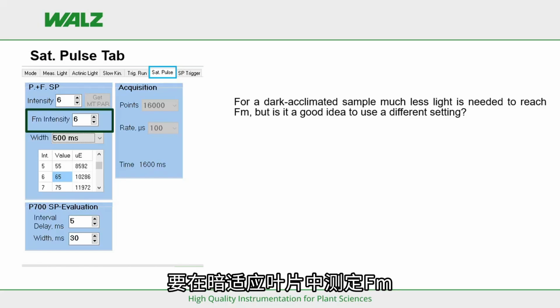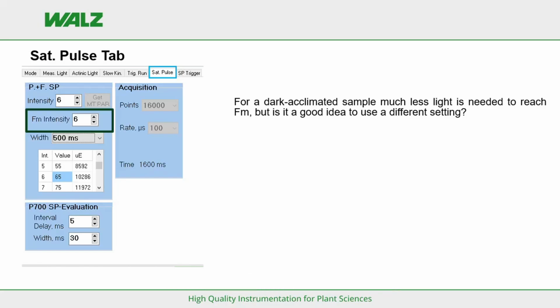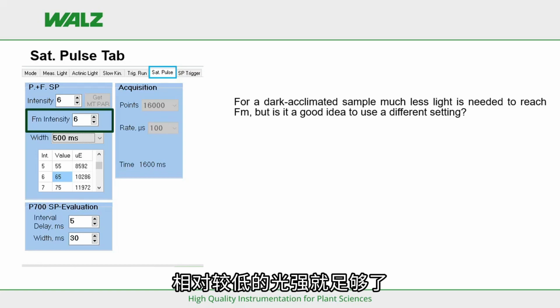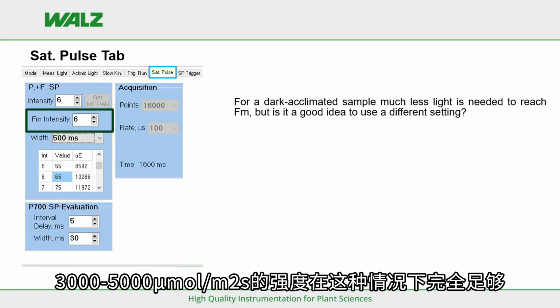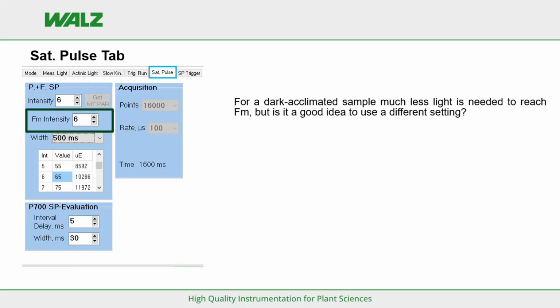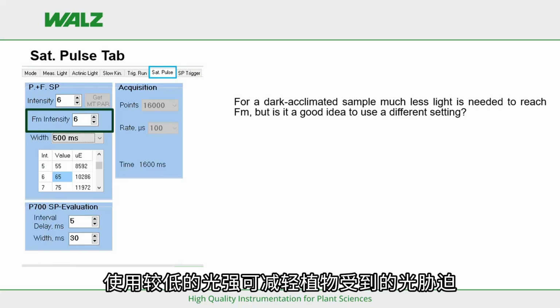To reach the FM in a dark acclimated leaf, relatively low light intensities are sufficient. 3,000 to 5,000 micromole photons per square meter per second is more than enough in that case. Using a lower light intensity will reduce the light stress on the plant.